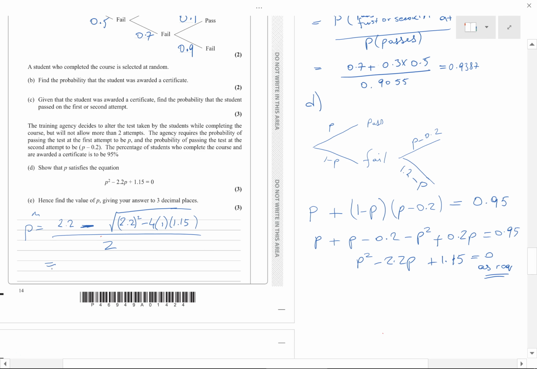So that answer is 0.855. Okay, and that is it. It's quite a long time for 2 questions. 30 minutes up. We'll have to do the next 2 questions in part 3.